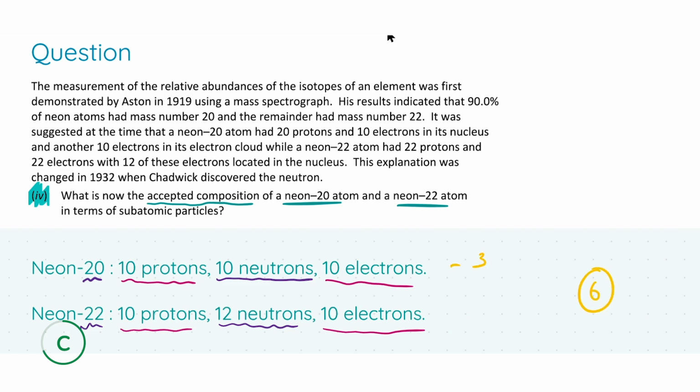There were 6 marks going for this question, and the breakdown was as follows. You got 3 marks for correctly breaking down the subatomic particles in neon 20, and you got another 3 marks for correctly breaking down the subatomic particles present in neon 22.